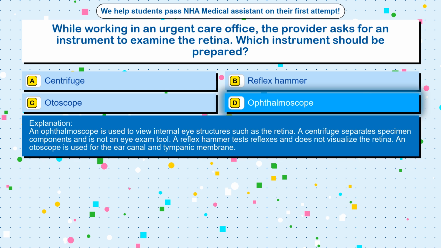An ophthalmoscope is used to view internal eye structures such as the retina. A centrifuge separates specimen components and is not an eye exam tool. A reflex hammer tests reflexes and does not visualize the retina. An otoscope is used for the ear canal and tympanic membrane.